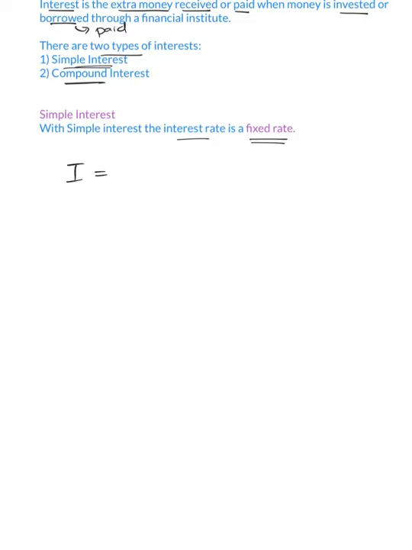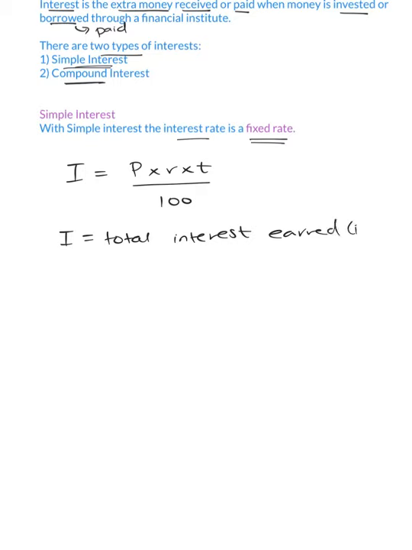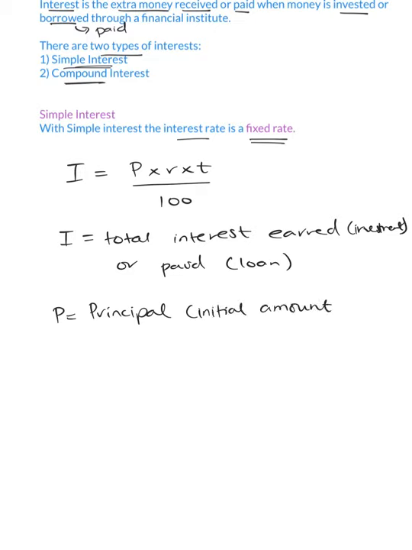So that's I equals P times R times T over 100. I is the total interest earned, now that's if there's an investment, or the total interest paid, and that's when we're looking at a loan. P equals principal. Now, principal means it's the initial amount. Now, this could be the initial amount of investment or borrowed.